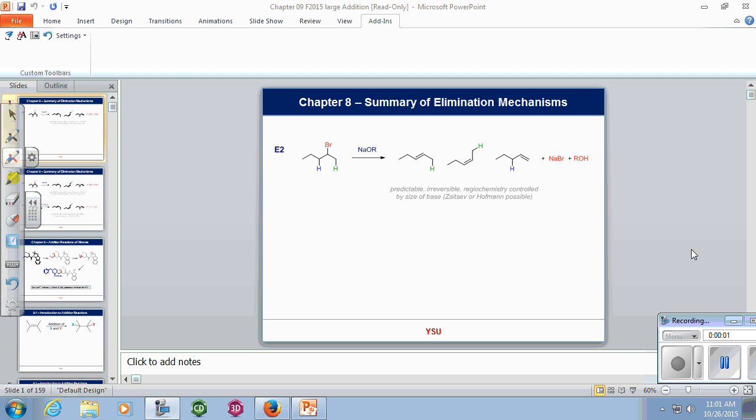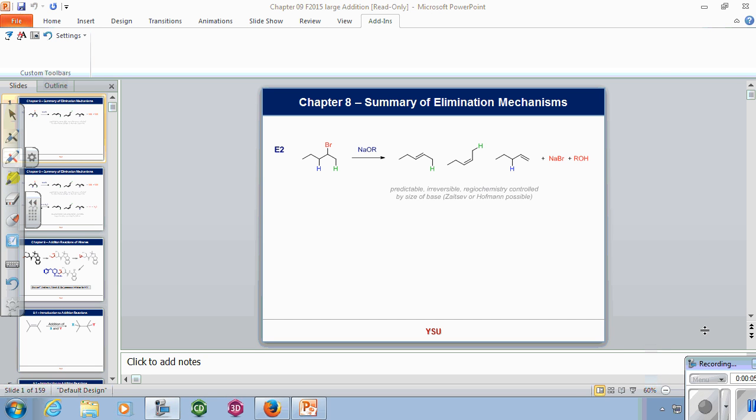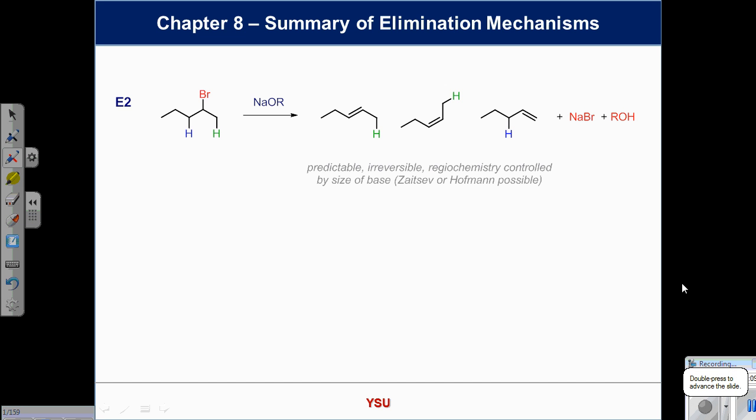Where we are now is this sort of change in the pace of things. We have developed very simple ideas of what mechanism can do and what we expect to see, whether it be stepwise or whether it be concerted. And we'll use those ideas again and again, but in the opposite direction. What we want to do first off is summarize what Chapter 8 was about.